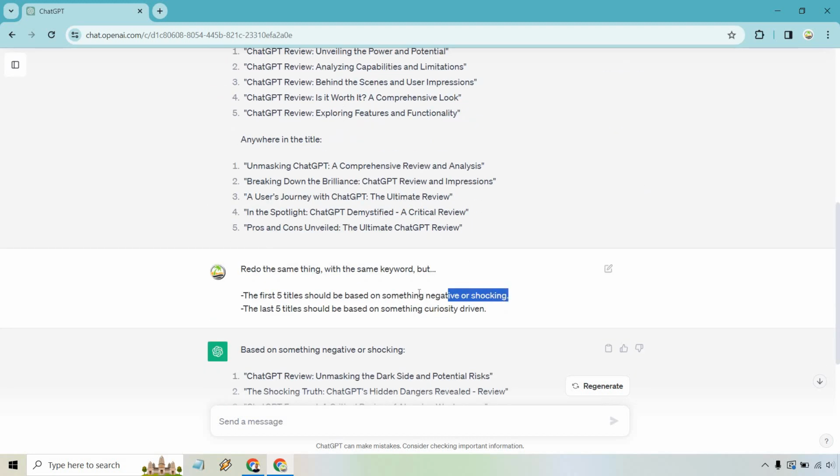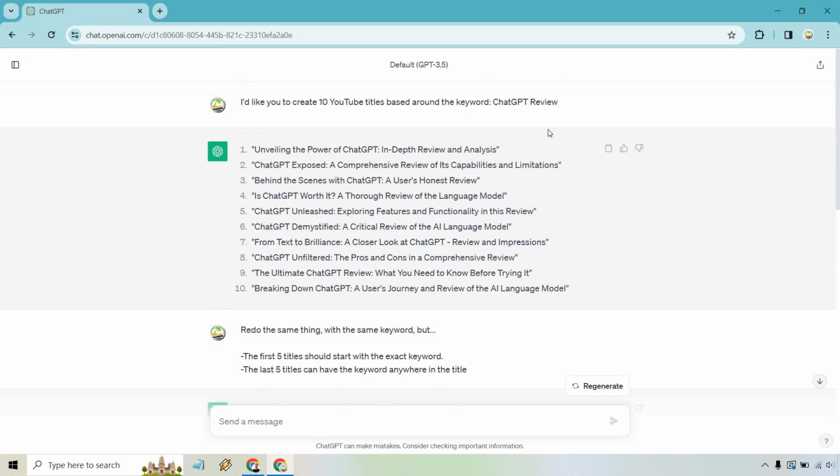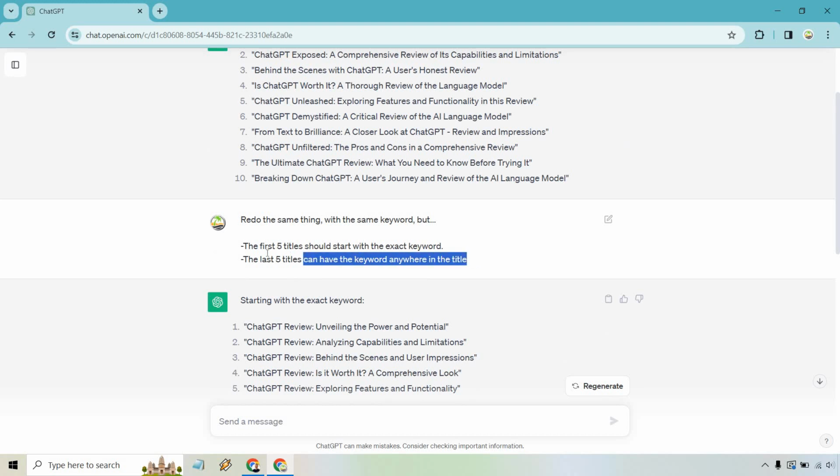Then of course we just change it based upon emotion. Like what do we want out of it? Something negative, shocking, positive, curiosity based, whatever it's going to be. But once you have this prompt here, enter in your keyword, and then of course you can really just mess around with it. Remember, like I always talk about, it's like you're talking to your best friend who happens to know almost everything in the world, right?